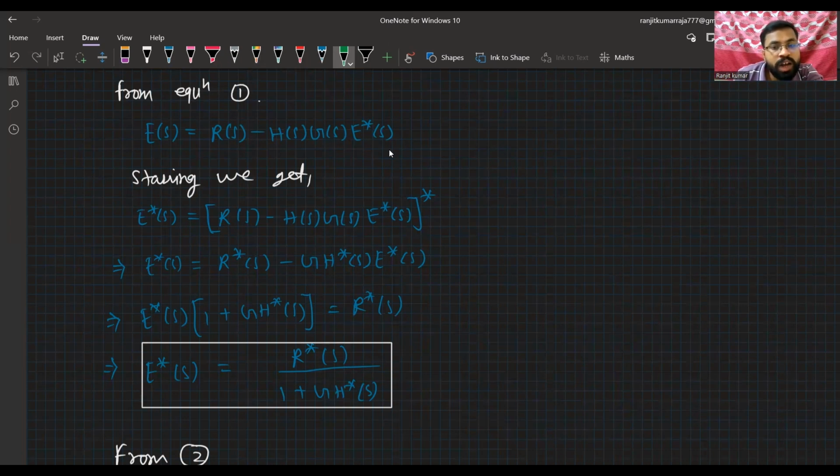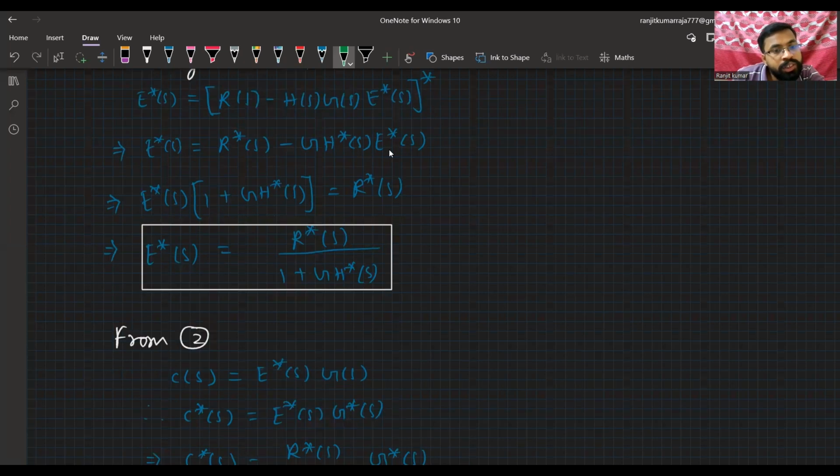Okay, because E star of star function will become the same function, that is E star of S. And here I told, whenever two functions are given, first of all we have to make a single function and then we apply the starring operation.